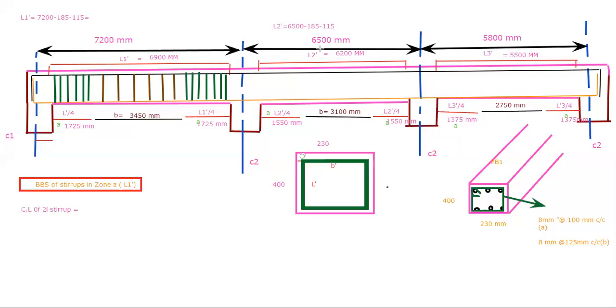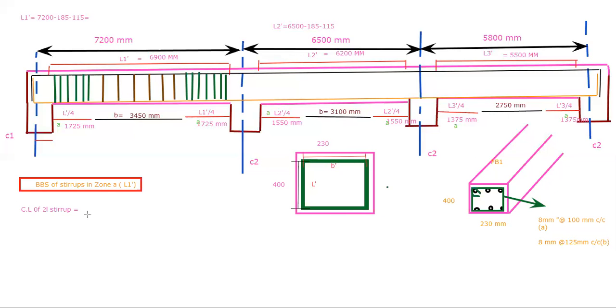Wait, this center and this center, so the distance between center to center, this one is B dash, okay? And the same thing for the L dash also. L dash distance will be from here to the center, means from here to here, this is L dash, okay?